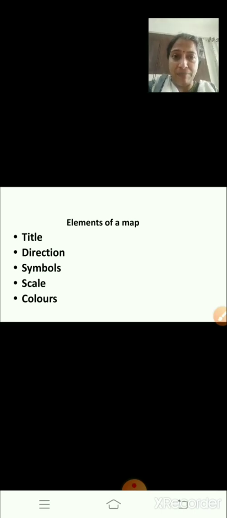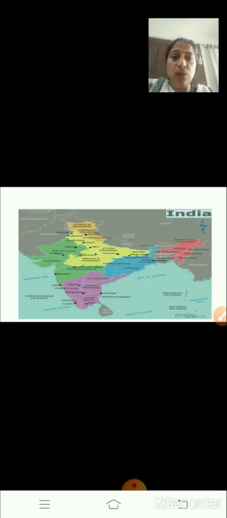First one is title. Title is one of the important elements of a map because it gives an idea about the map. What is this map about? Just look at this map. We all know that this is a map of India, but there is no title given. So we will not get an idea about this map. What is this map about? A title describes the theme or subject of the map, but here there is no title.